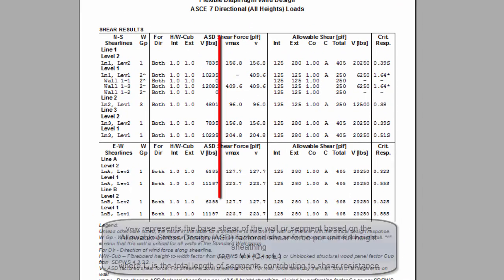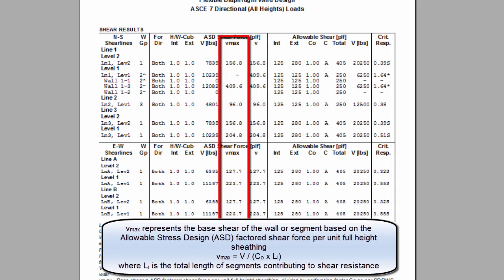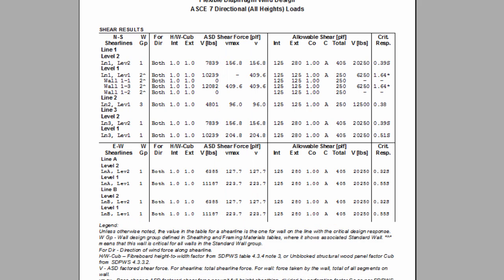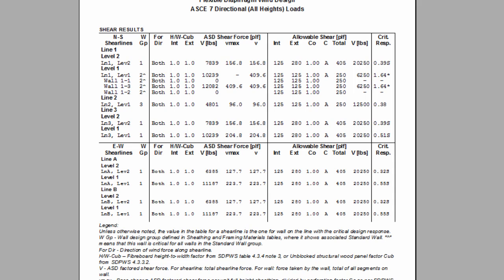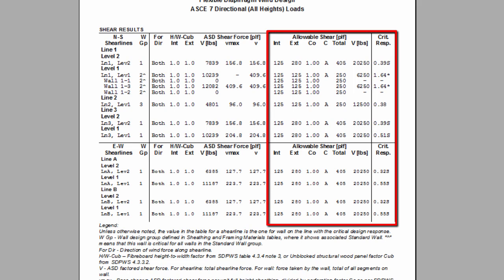The term Vmax represents the base shear of the wall or segment based on the allowable stress design factored shear force per unit full height sheathing, including the perforation factor. The term V is simply the design shear force per unit full height sheathing that the wall must resist. Thus, it is the maximum force applied on the wall or wall segment. Vmax is always equal to V unless there is the presence of a perforation factor associated with the use of perforated walls with openings.